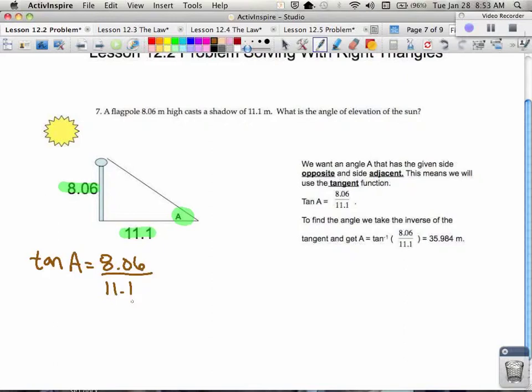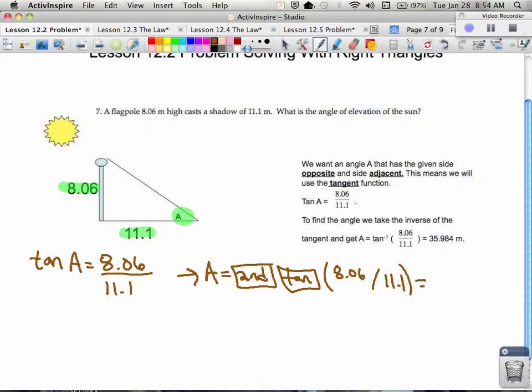Surprise, surprise, we're talking about finding an angle. So I know that my angle A will be equal to the second, because we have to use that second button to get to the inverse tangent, because that's the function we're working with, and then I type in the fraction that I need, which was 8.06 divided by 11.1. And after I hit enter, I find out that I get 35.984 meters as the angle of elevation.